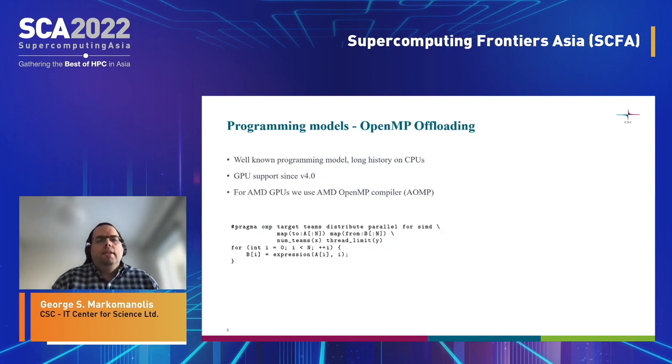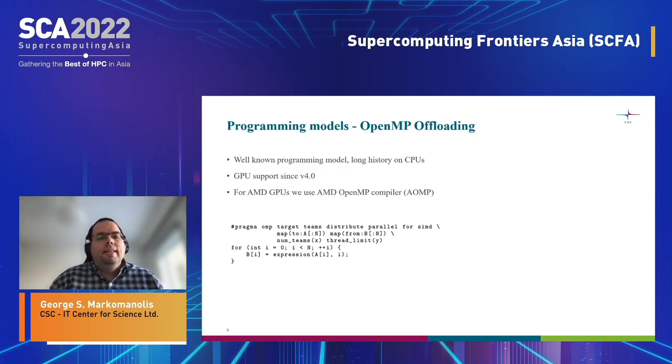Now, OpenMP offloading. OpenMP is really well known, and supports GPUs since version 4. For AMD GPUs, we use the AMD OpenMP compiler, AOMP. There is also ROCm, the main ecosystem from AMD, but AMD OpenMP usually has the latest upstream OpenMP features and improvements. And here is an example of a pragma omp target, where you use teams to distribute the workload on the GPU, and you need SIMD for the Cray compiler, transferring to the memory.